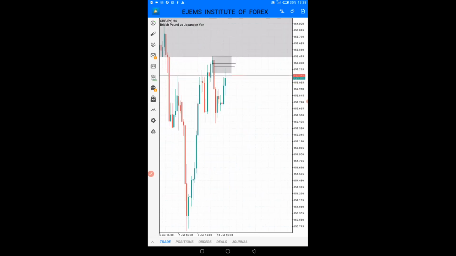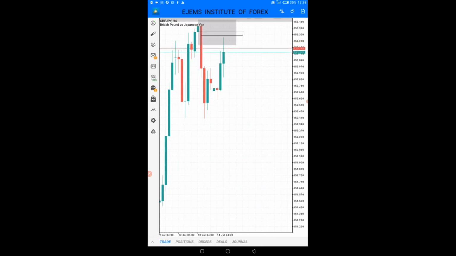And like I told us, this is the target, the liquidity resting below this equal lows. That's where smart money might want to target next.